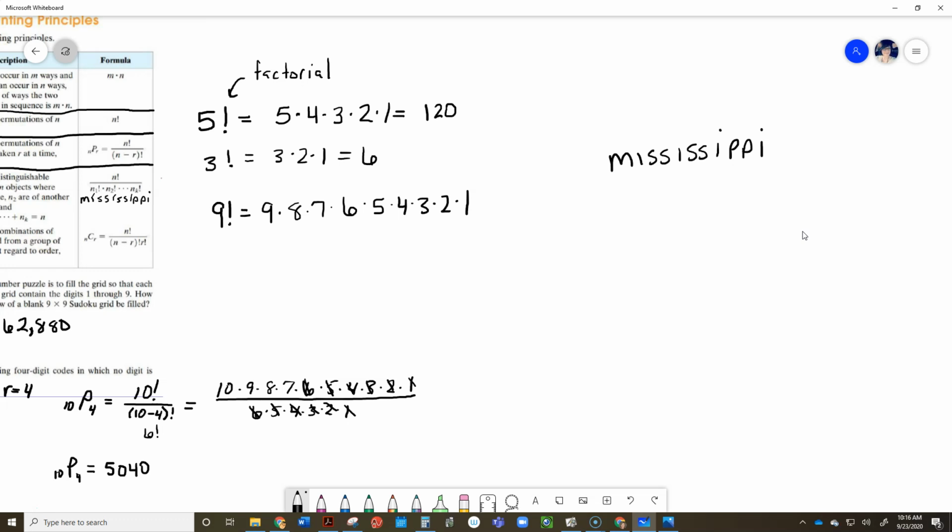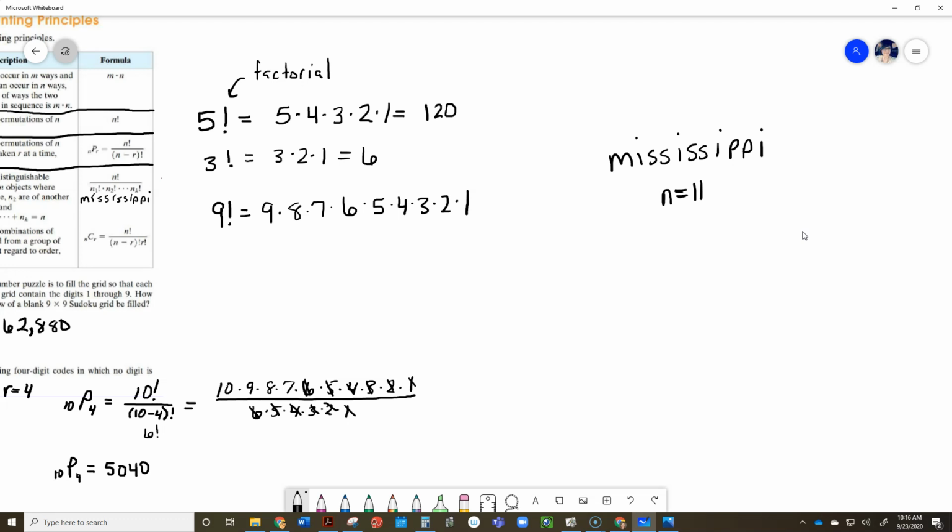count the total number of things that I have. It doesn't matter whether they are distinguishable or not. You count them all. So 1, 2, 3, 4, 5, 6, 7, 8, 9, 10, 11. So for this problem, my number of items or objects is 11. The problem is those 11 items are not distinguishable.